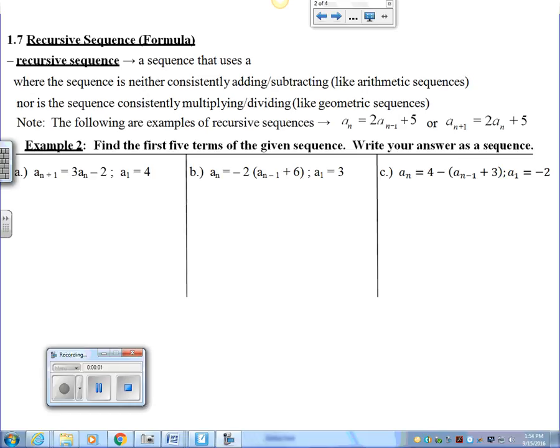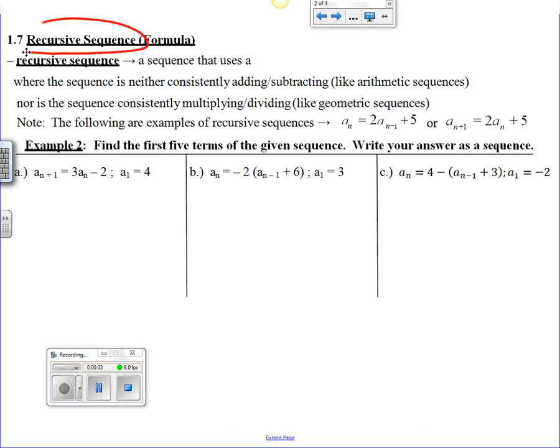Three are what are called recursive sequence problems. There'll only be one of them on the test tomorrow. But basically, they're not arithmetic and they're not geometric, so you don't use any of those formulas. They're called recursive because they follow one after another. So let me show you what I mean.